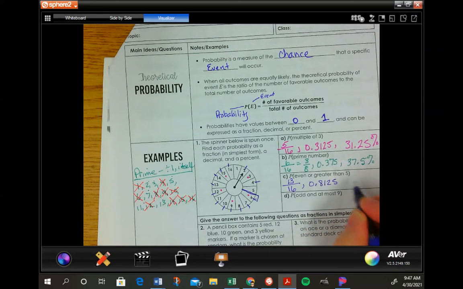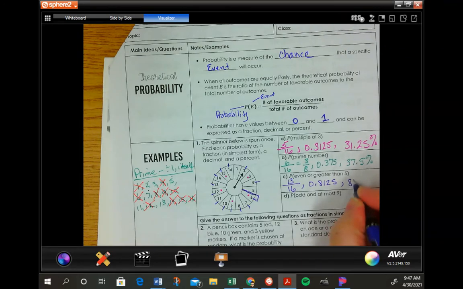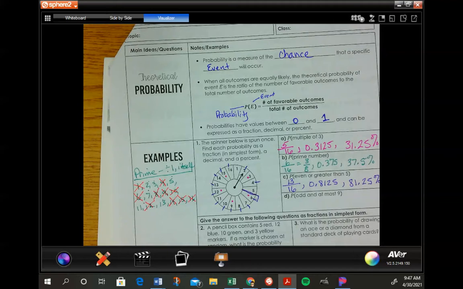0.8125. And change that to a percent, multiply by 100, 81.25%. Okay, so let's try one more. P of odd and at most 9.